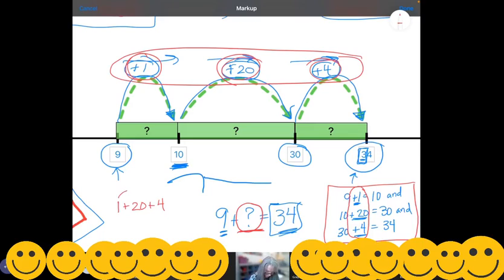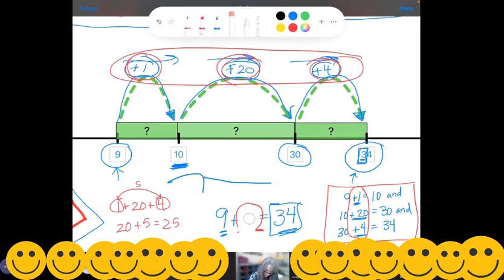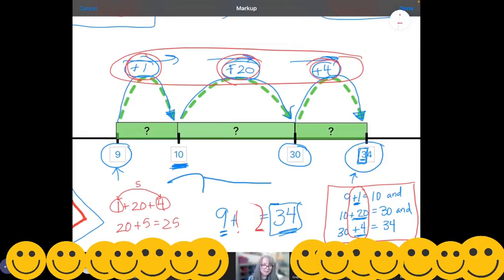I'm going to put these small numbers together first. 1 plus 4, 1 plus 4 more is 5, right? So I know that 1 and 4 is 5. So now all I have to do is 20 plus 5 more, and my answer is 25. So my missing number right here, 9 plus 25 equals 34, okay? And Tucker, you can put your hand down, all right?